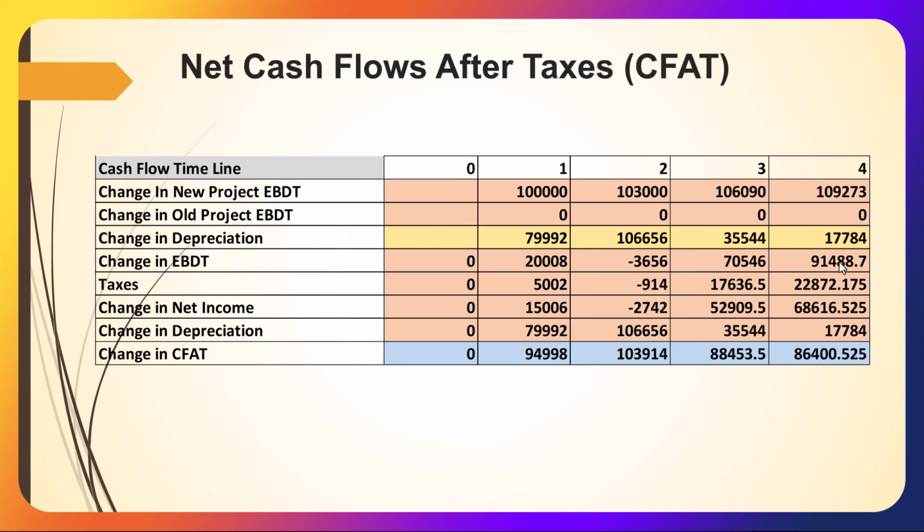This is the profit that we would have to make payments on. Here's the taxes based on our tax code. So now we have a change in net income. Add back to that the change in depreciation so that we come up with our change in cash flow after taxes.